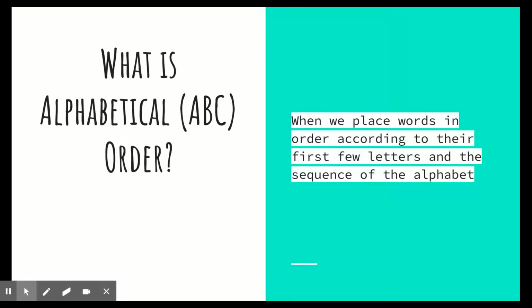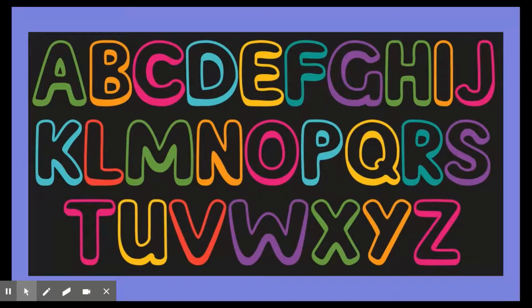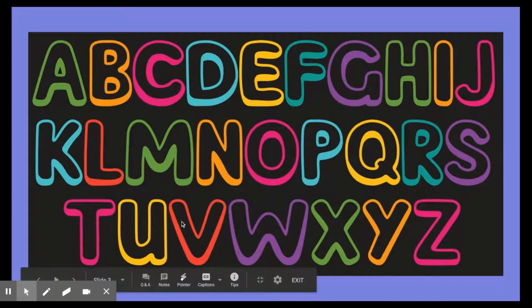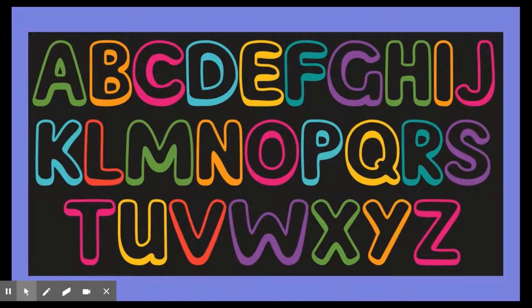What is alphabetical or ABC order? Alphabetical order is when we place words in order according to their first few letters and the sequence of the alphabet, okay? Like I mentioned earlier, the alphabet has a sequence. Letters go in order from A to Z, starting with A, B, C, D, E, F, G, H, I, J, K, L, M, N, O, P, Q, R, S, T, U, V, W, X, Y, and Z. They're always in that order when it comes to the alphabet, all right?